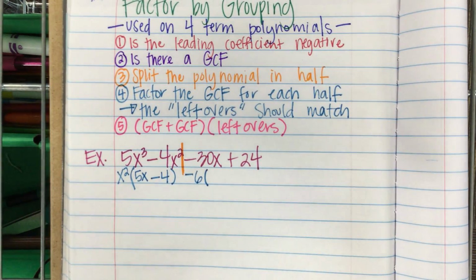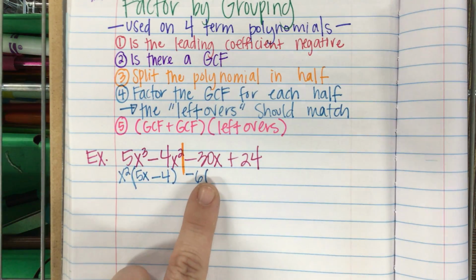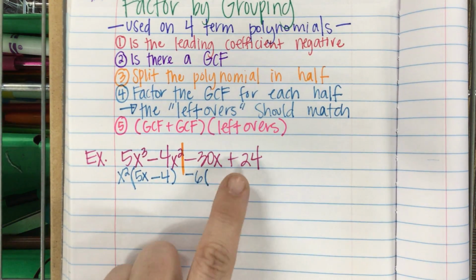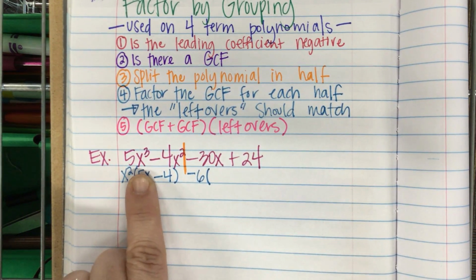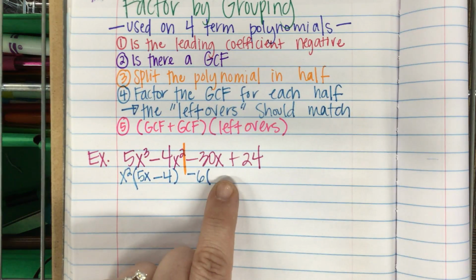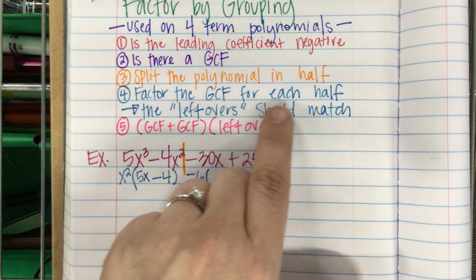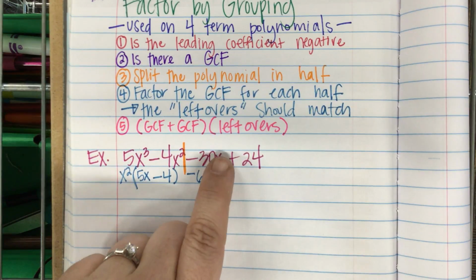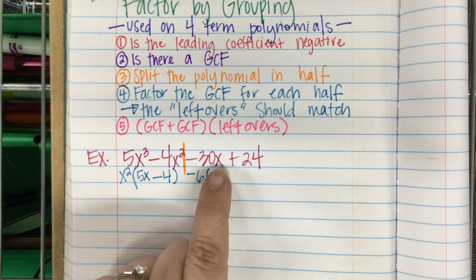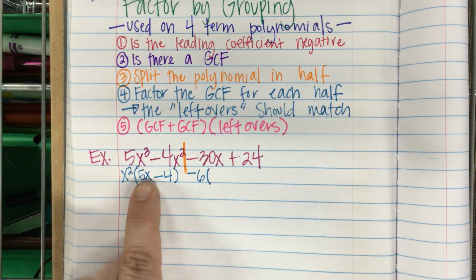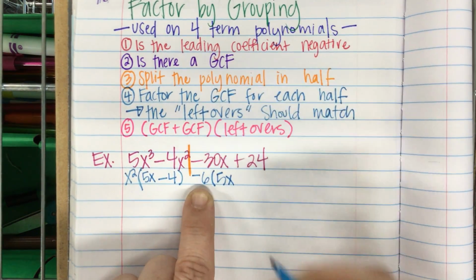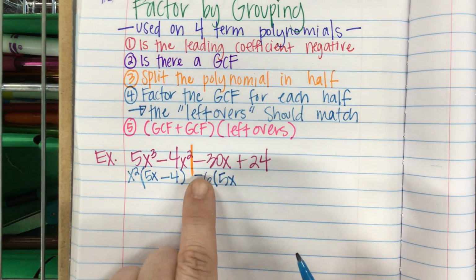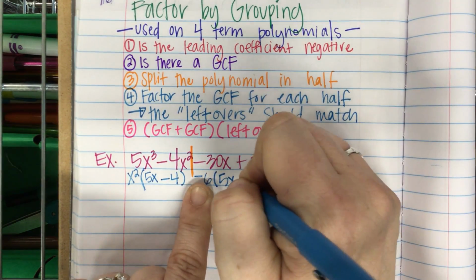And here's the hint of why we're going to go with 5 or with 6 instead of 3. My leftovers should match. I want to get this piece right here to be 5x. I want to make this negative 30x. I want to find a greatest common factor that my leftover is going to be 5x. And is my leftover 5x? Negative 30x divided by negative 6 is 5x. And 24 divided by negative 6 is negative 4.